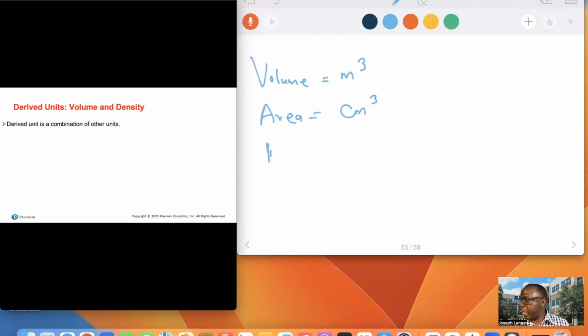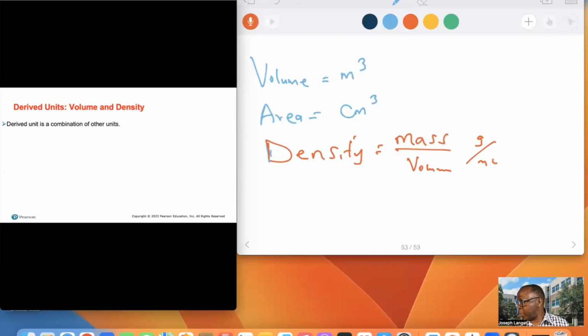We have density, which is the most important thing you need to remember. Density is mass over volume. Here is the mass measurement, which could be in grams, and this could be in ml, grams per ml. We derive that, which is relevant to us in how to determine the volume of an object.